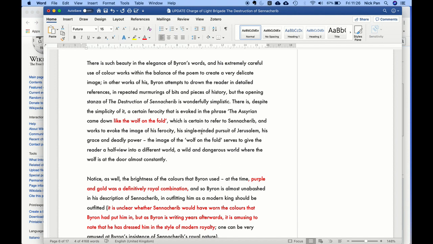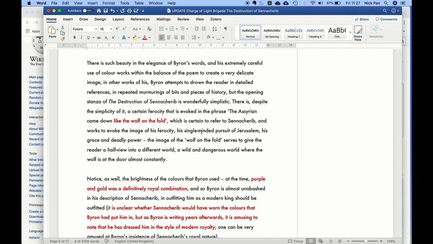So we know immediately that we're dealing with a predator. It's very, as you could say, atavistic. So very primal. This is a wolf. This is someone that doesn't ask for permission. "The Assyrian came down like a wolf on the fold," which is to refer to Sennacherib. And this works to evoke the image of his ferocity. So it's simple, but it works. His single-minded pursuit of Jerusalem, his grace and deadly power.